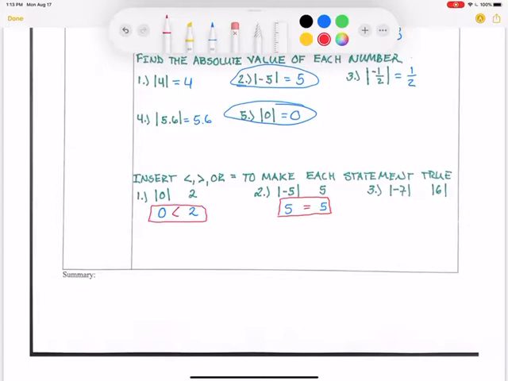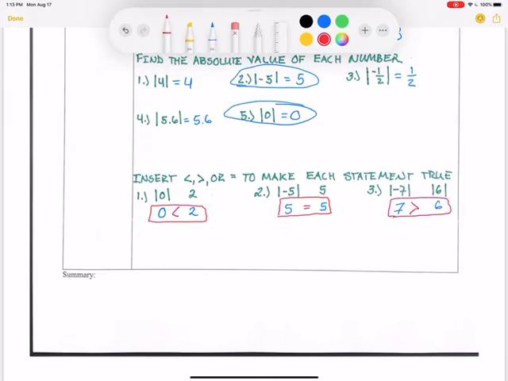Then I have the absolute value of negative 7, which is going to be positive 7. And the absolute value of 6, which is positive 6. I know that 7 is larger than 6, so I need a greater than symbol. And that would make that statement true.